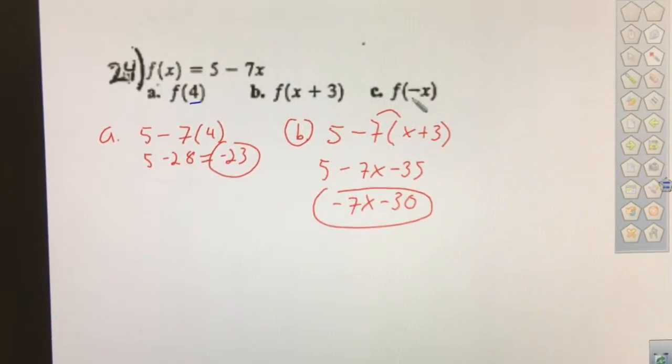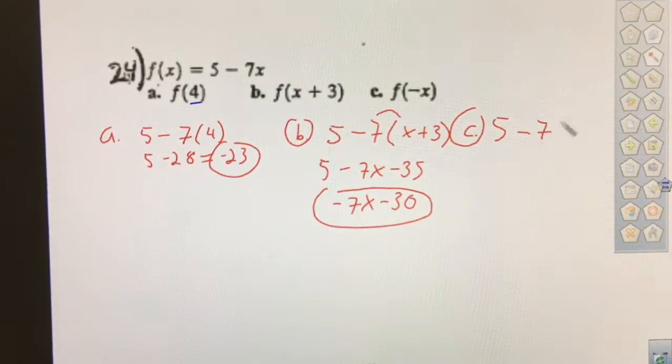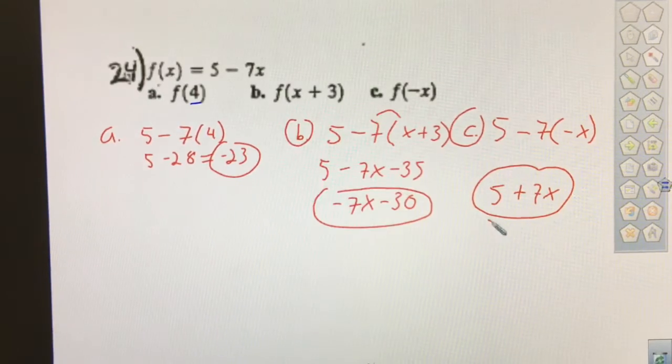Part C, it's basically an even odd question. You plug in -x, so that's going to give me 5 minus 7 times -x. Negative times negative is positive. That's just going to give me 5 plus 7x. Some people might write it as 7x plus 5.